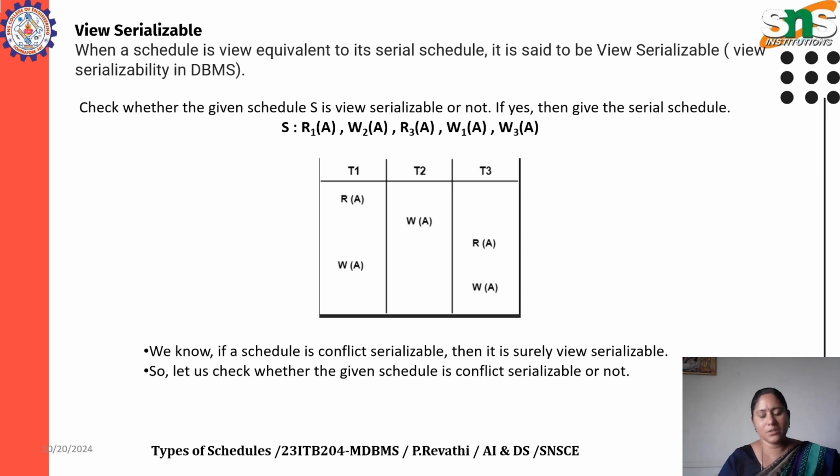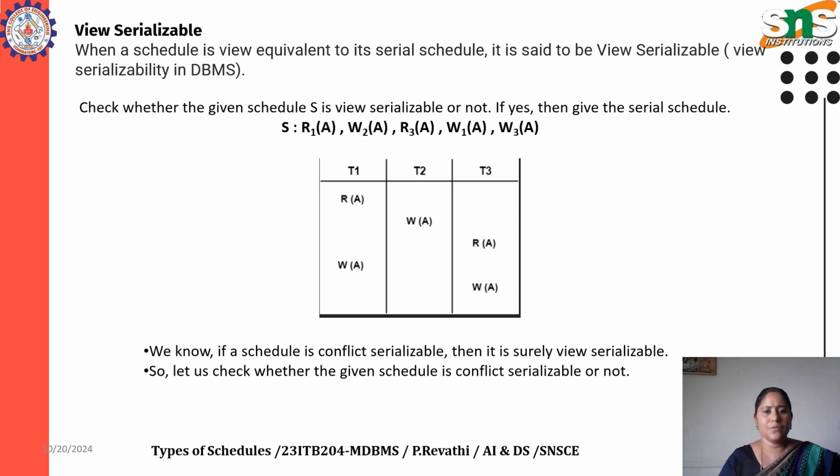There are three transactions, that is T1, T2 and T3. In T1 transaction we are reading A, and in T2 transaction we are writing A. In T3 transaction first we are reading A. After that, control is transferred to T1, writing A. After that, control is transferred back to T3, where we are writing A.